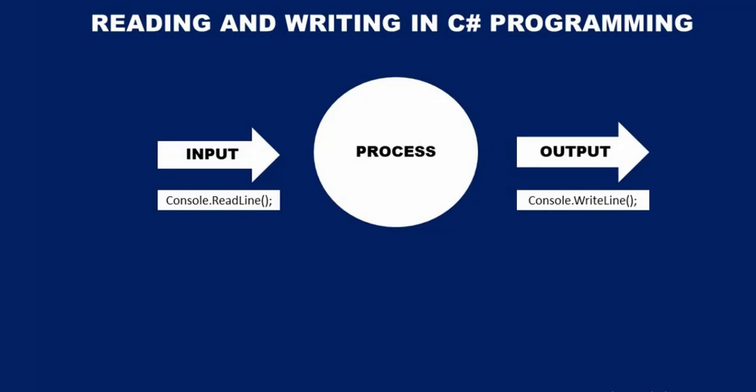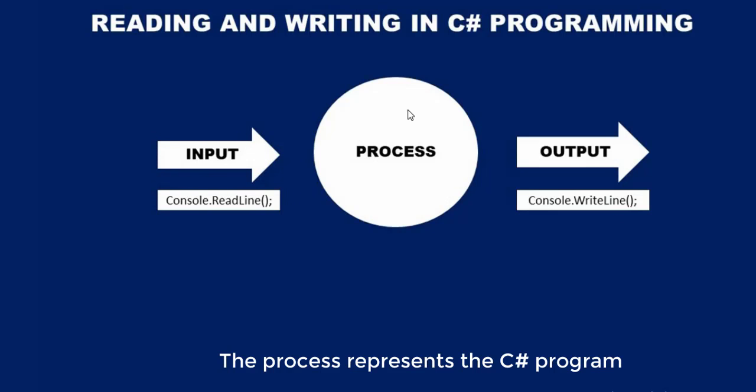Reading and writing in C# programming. The word reading is known as input. What it normally denotes is that the computer or the program reads values put into the program by the user. The value could be a number, a string, or a boolean value, which is either false or true. Just like what we have in this diagram, we have the input values entering the process.